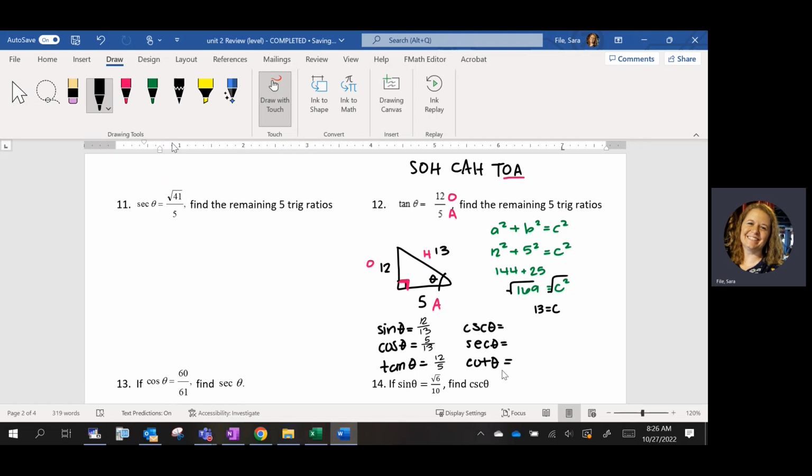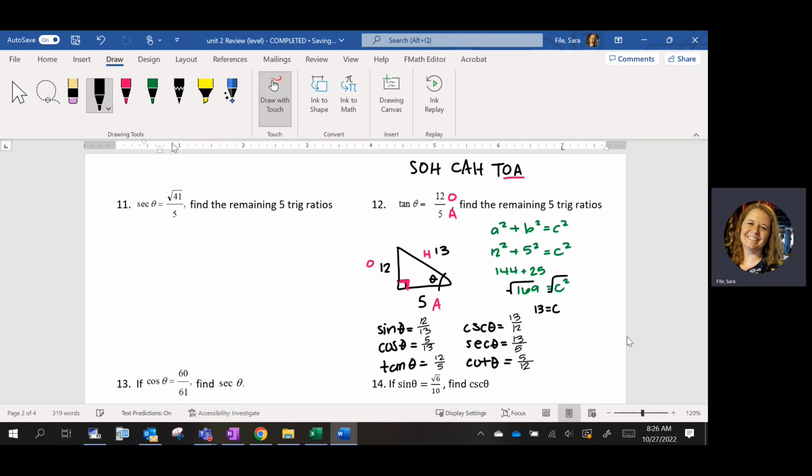And then these other 3 are the reciprocals. That means just flip the fraction. So 12 over 13 flipped is 13 over 12. This one would become 13 over 5. And cotangent would be 5 over 12.